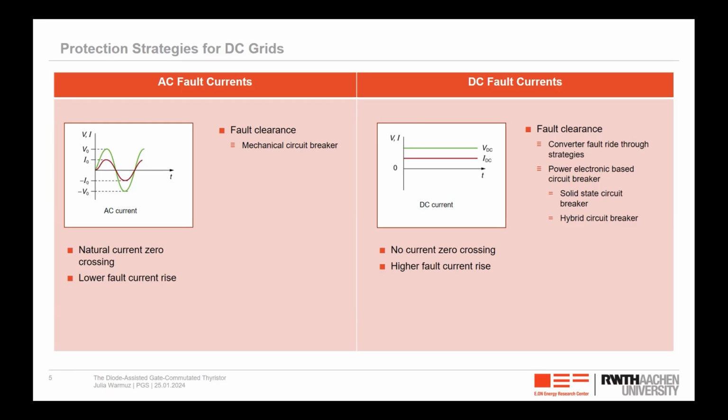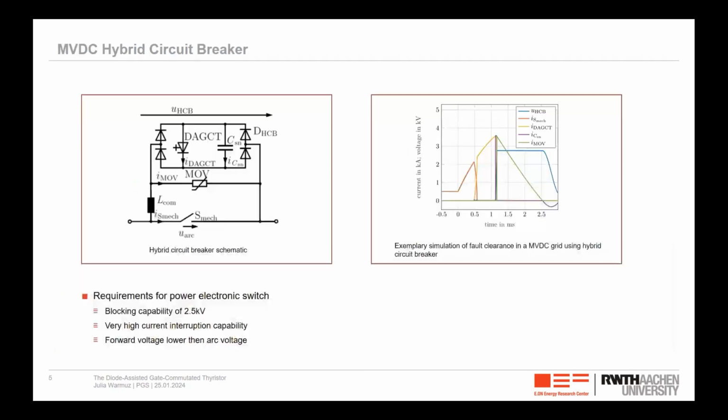Therefore, the fault current is not that high. And in DC, we have a lot of time restriction, and therefore especially need to interrupt high fault currents. So I focused on the hybrid circuit breaker, and that works the following.